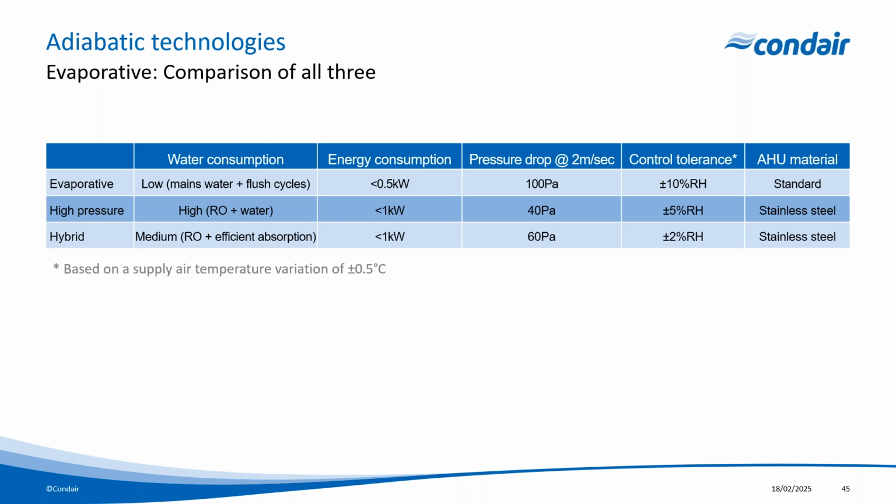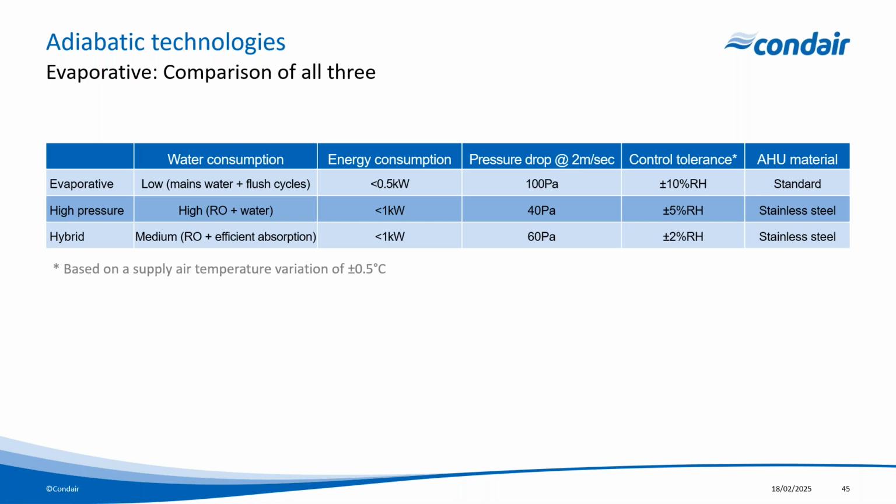So when we look at the evaporative media system, water consumption is going to be relatively low, typically 1.1 to 1.2 times the evaporation rate, which includes the flush cycles, because you can use mains water, so we don't need to use RO. Energy consumption is relatively low, generally less than 0.5 kilowatts per system. Pressure drop will be slightly higher since we do have to push that air through a thicker evaporative media. And of course, the control accuracy that we talked about is in the range of plus or minus 10%. Big difference here is the air handler material can be standard since all of the evaporation takes place within the depth of the pad itself.